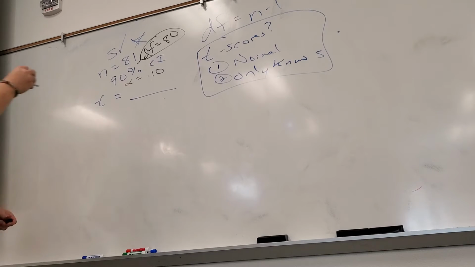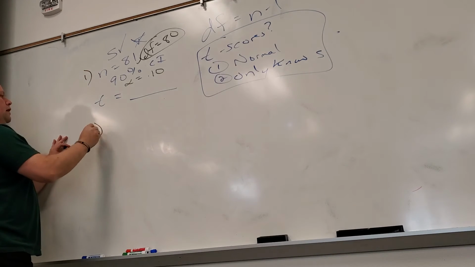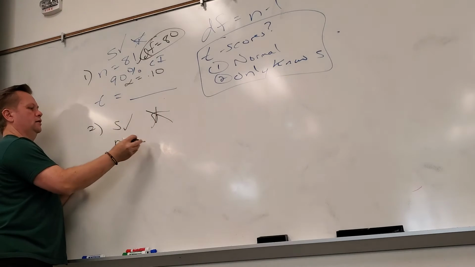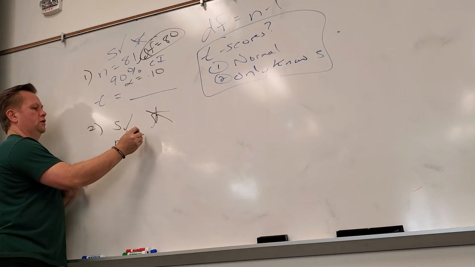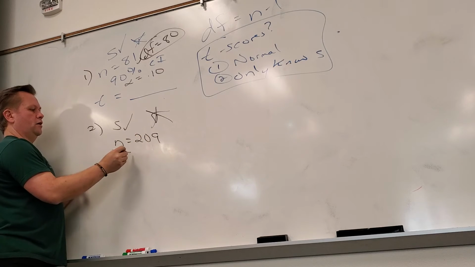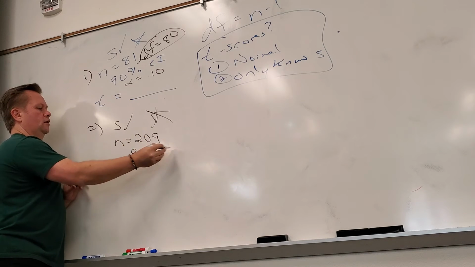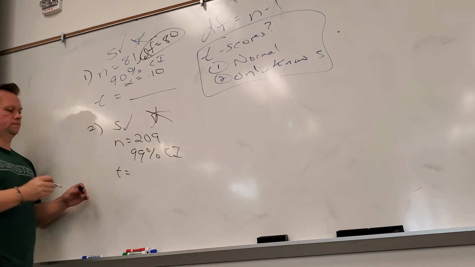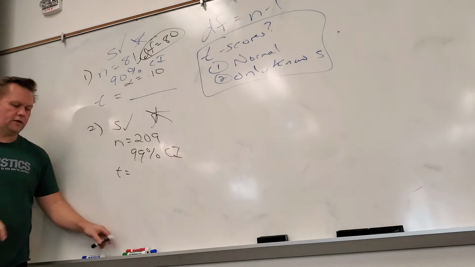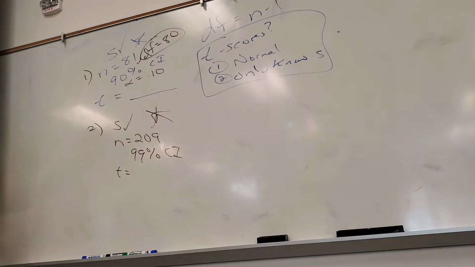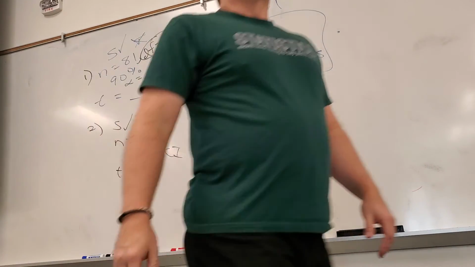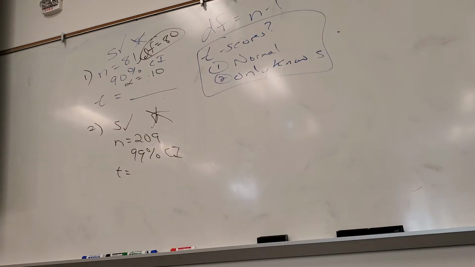So let's say second situation, I know S, I don't know sigma. N is 209, and I want to find a 99% confidence interval. What will my t-score be? See if you guys remember what I said yesterday.